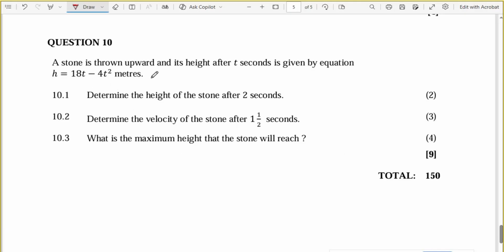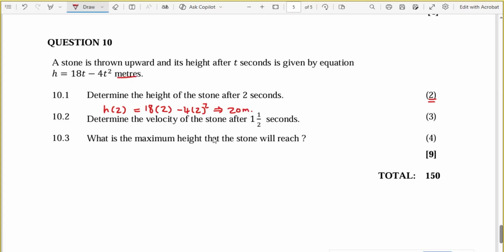A stone is thrown upward and its height after 2 seconds is given by the equation. Determine the height of the stone after 2 seconds. Look at the mark allocation, 2 marks. So this tells you that where there's t, you just substitute 2. So h at 2 is equal to 18 into 2 minus 4 into 2 squared. You punch that on the calculator, find the height of the stone after 2 seconds. You get? Yeah, 20, sir.